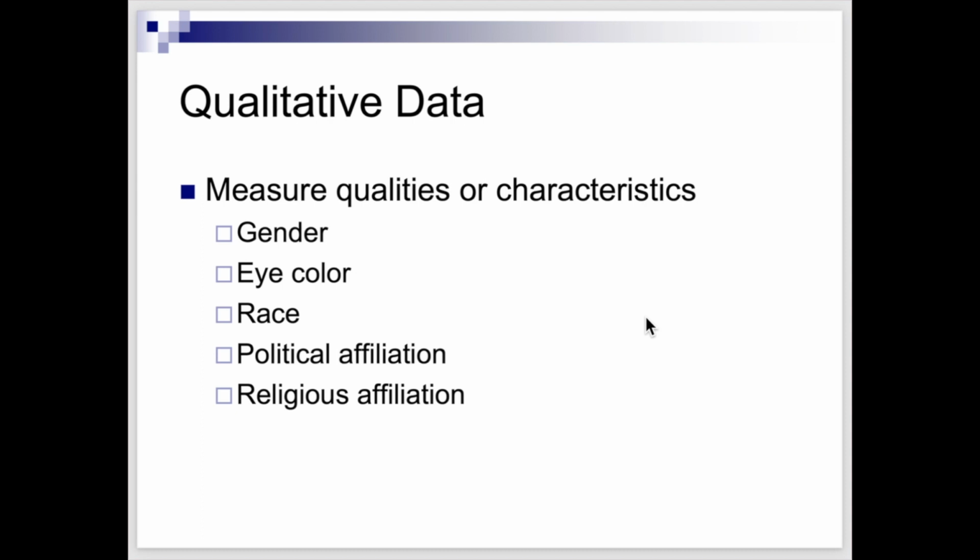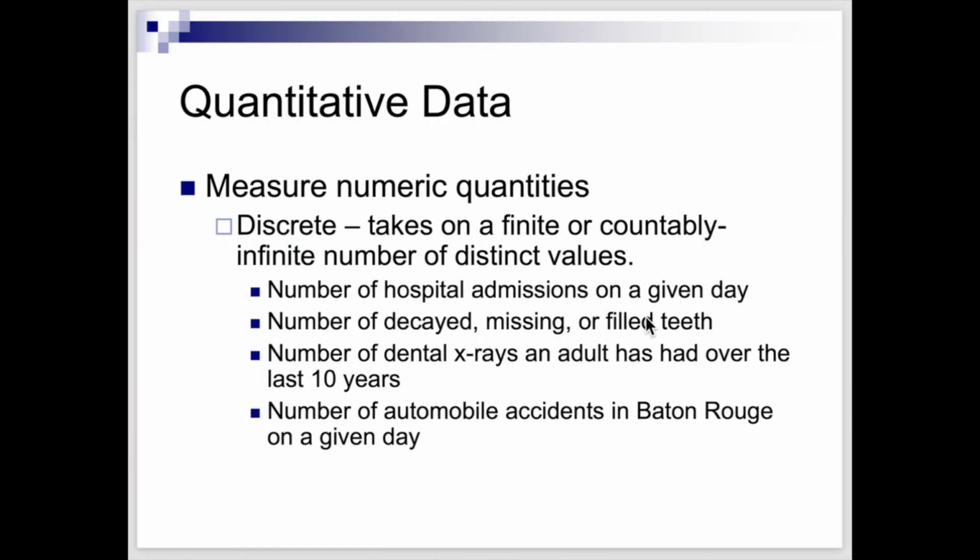Qualitative data measures qualities or characteristics of our experimental units. So for example, gender or eye color, or race or political affiliation or religious affiliation, or any other number of qualities or characteristics that are not numeric in nature. On the other hand, we have quantitative data.